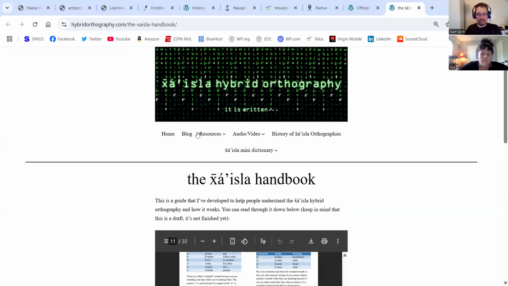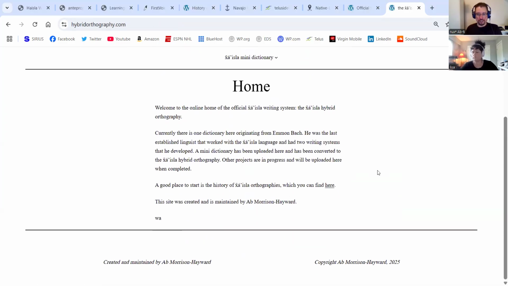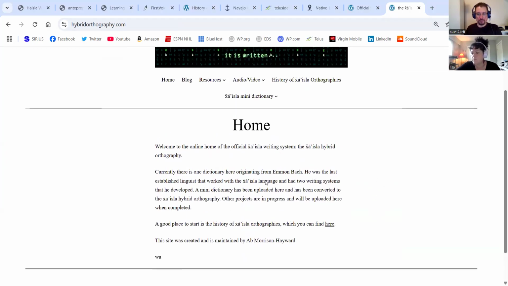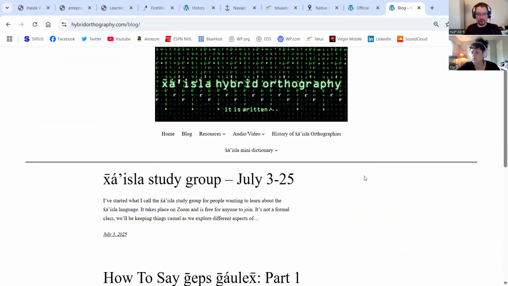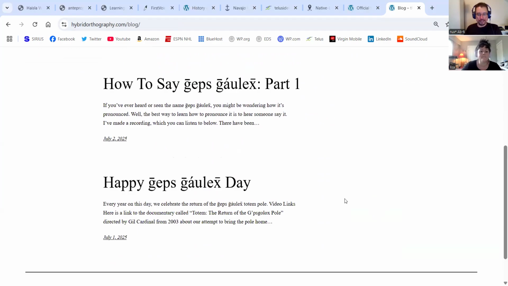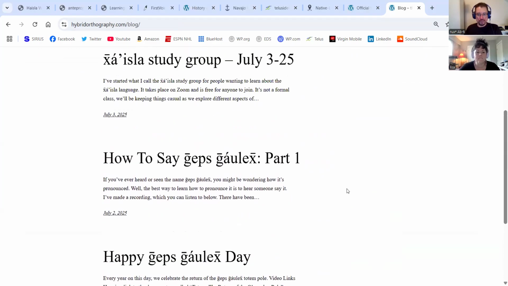So this is the menu here. I have the home page, which is basically an introduction to the website and what is on the website. I have a blog, which I just added a couple of days ago, where I've been adding different posts.